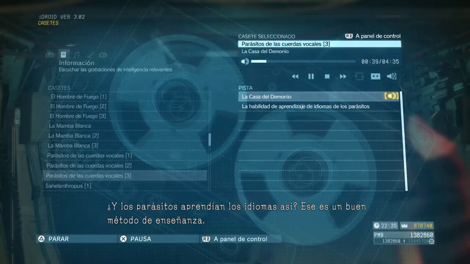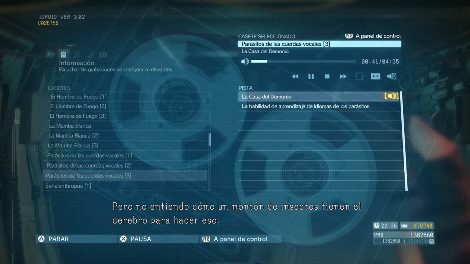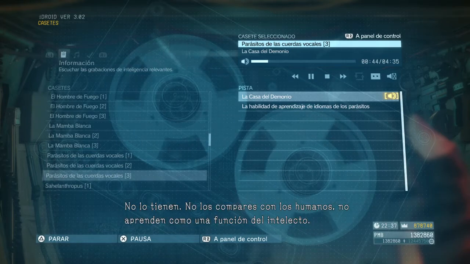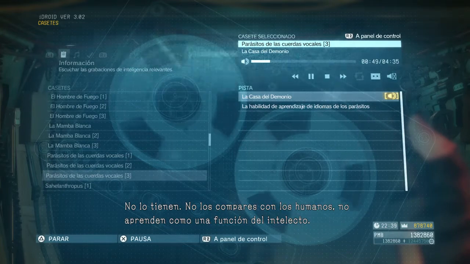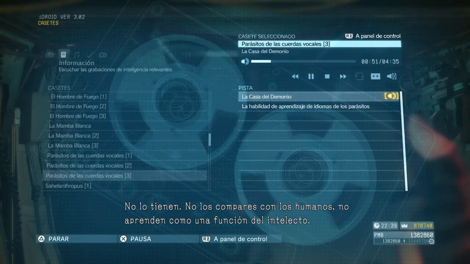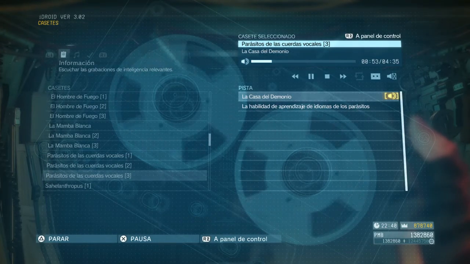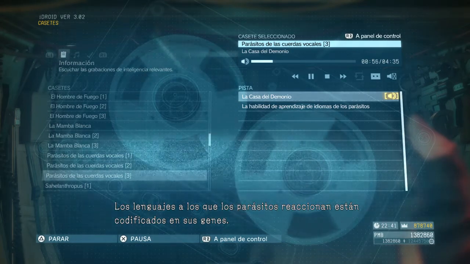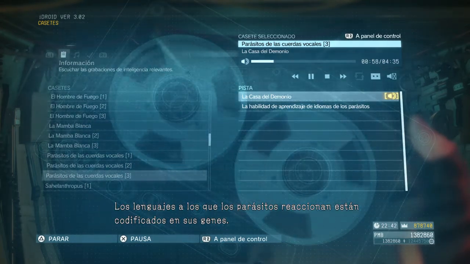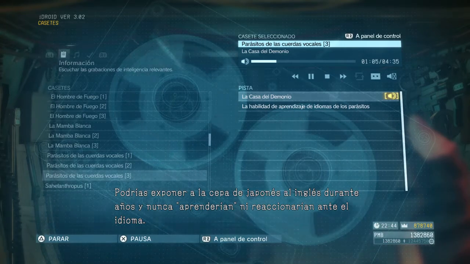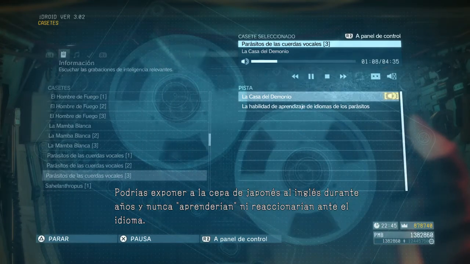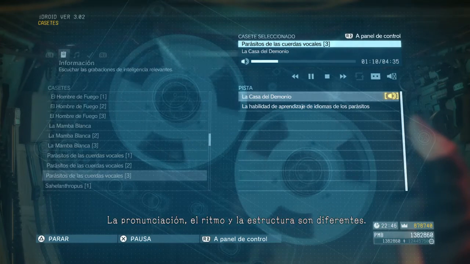That's some teaching method. I just don't get how a bunch of bugs had the brain power for it. They don't. Do not judge them by human standards. They do not learn as a function of intellect. Then how do they do it? What language the parasites react to is coded into their genes. You could expose the Japanese strain to English for years, and it would never learn the language and react to it. The pronunciation, rhythm, and structure are different.